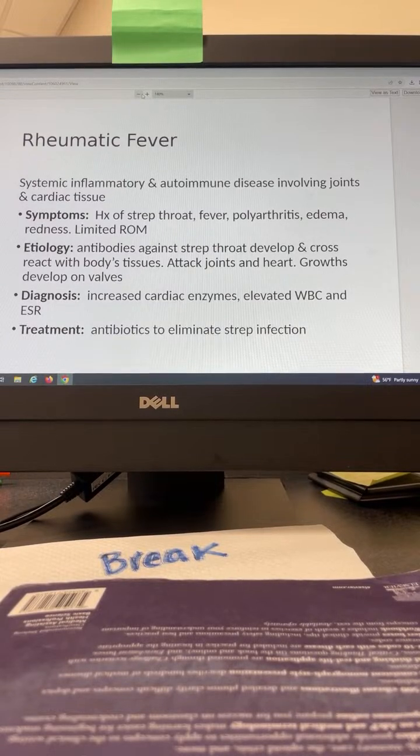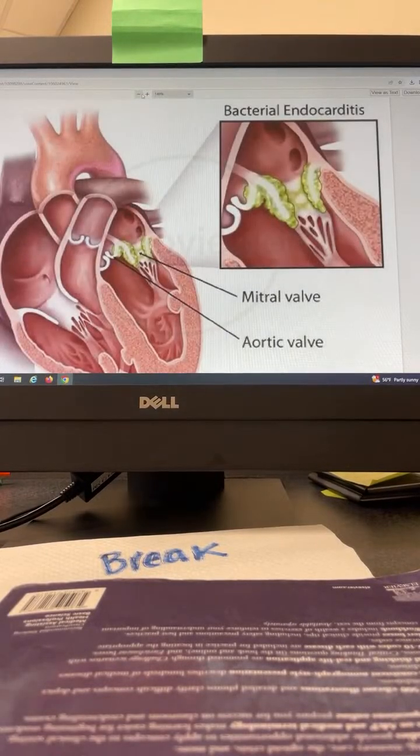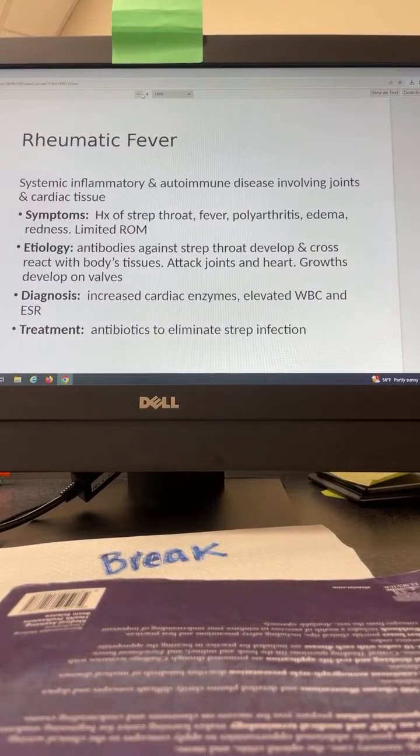This one also has growths developing on the valves, similar to endocarditis like this. So someone might think initially that they have endocarditis and then realize they also have all these joint problems as well and realize that it's rheumatic fever. Okay, so if there's joint involvement, it's not endocarditis, it's rheumatic fever.